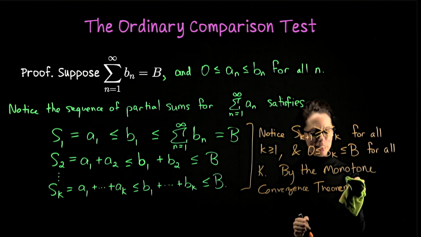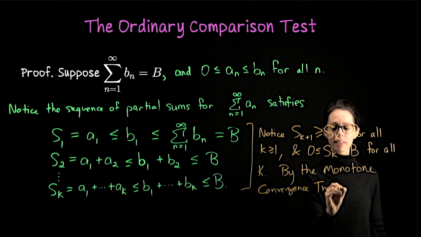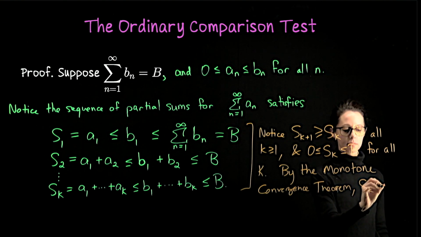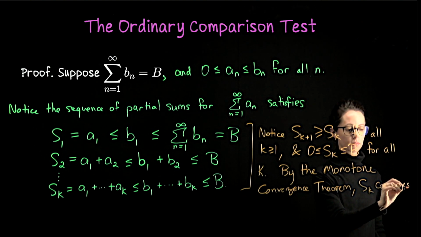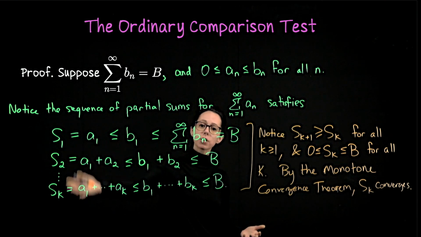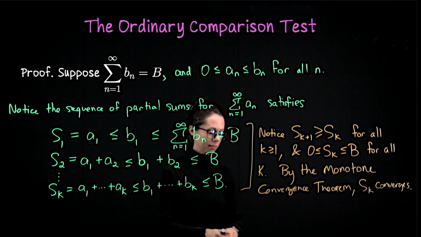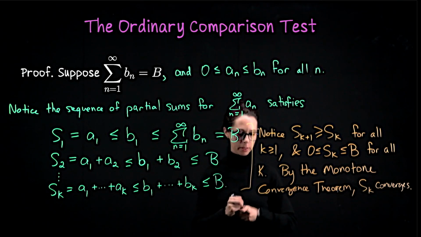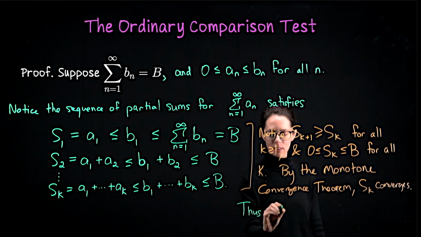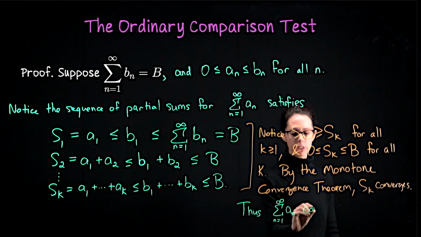So by the monotone convergence theorem, we know that the sequence of partial sums for a sub n converges. But if the sequence of partial sums for an infinite series converges, that is literally the definition that the series converges. So we can wrap up. I don't really know where to write it. Let me write it down here. Thus, the infinite series of terms a sub n also converges.